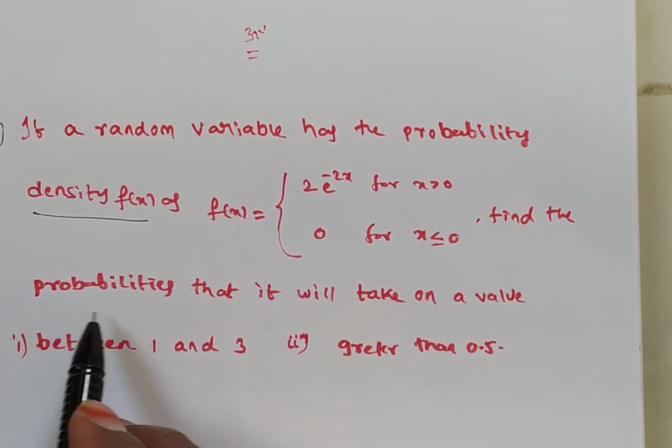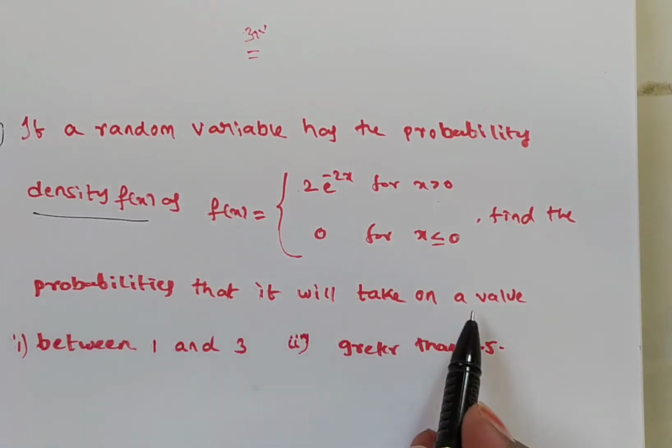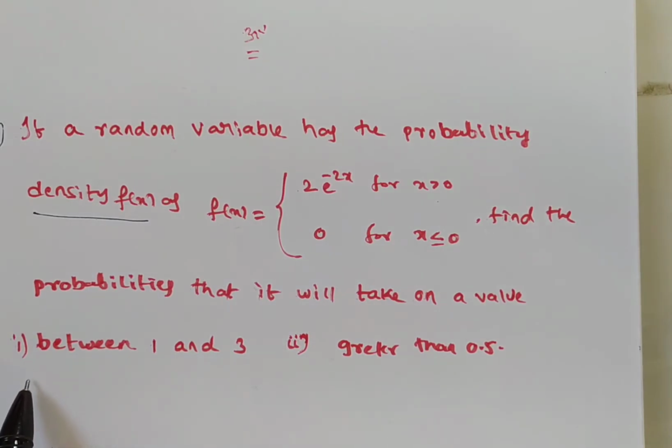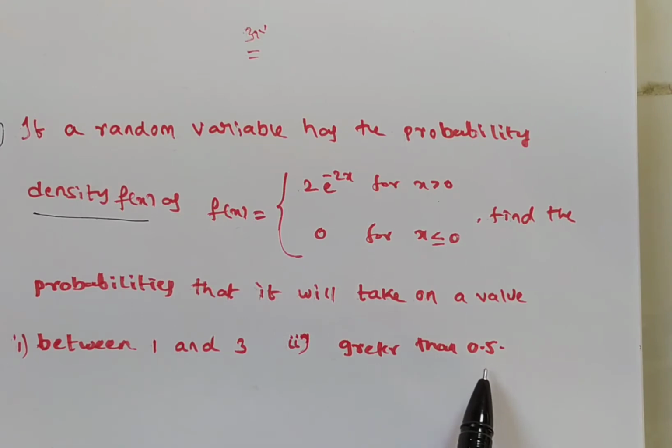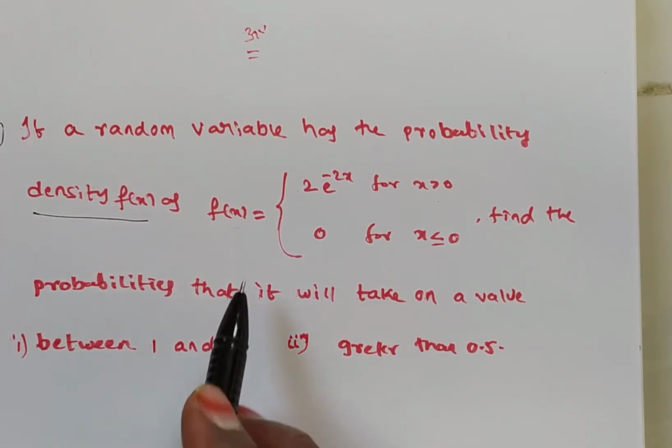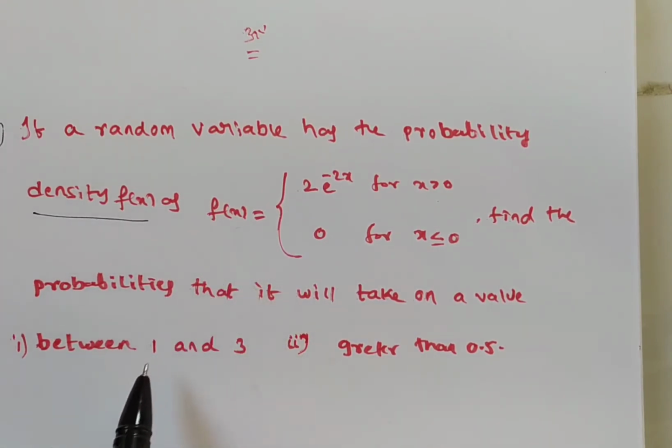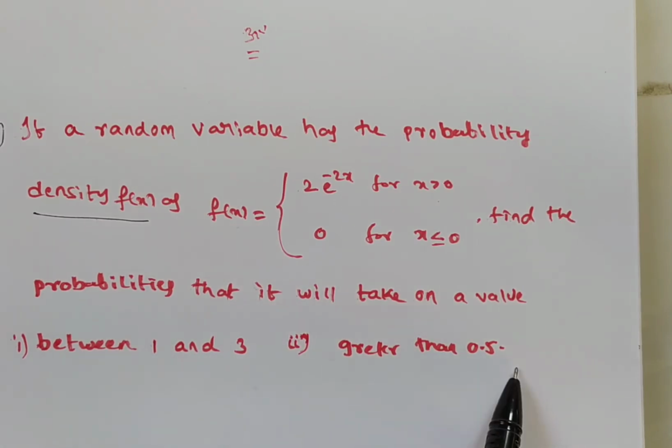Then find the probability that it will take a value, first, between 1 and 3, and second, greater than 0.5. So here they have given the density function. Now we have to find the probability from 1 to 3 and greater than 0.5.